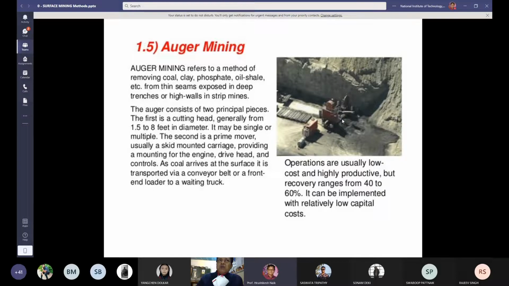It has two components. One is the cutting head, generally from 1.5 to 8 feet in diameter. This may be a single auger or a double auger or a multiple auger. There may be only one auger, or it may have two or three or four augers.